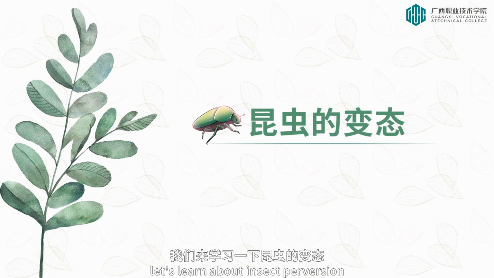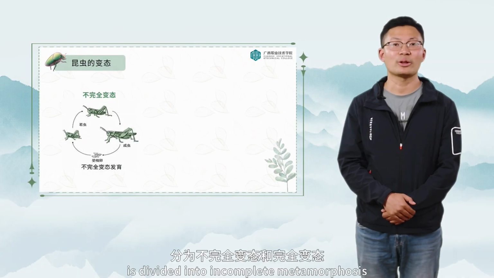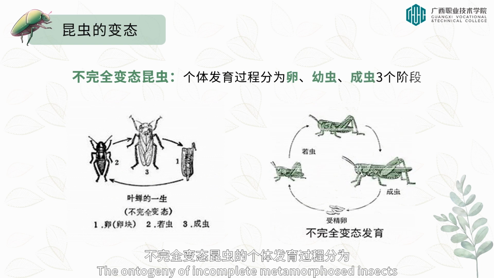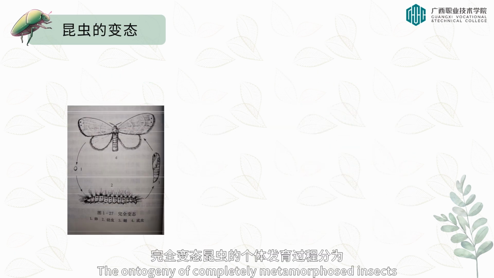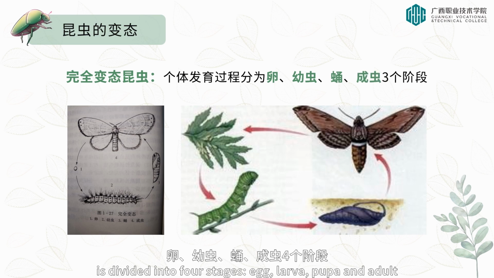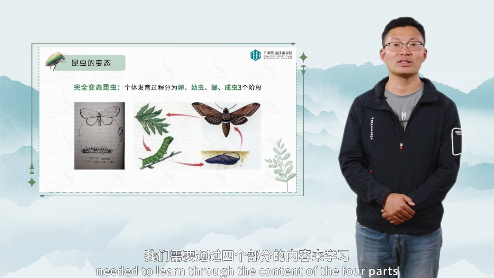Then, let's learn about insect metamorphosis. Insect metamorphosis is divided into incomplete metamorphosis and complete metamorphosis. The ontogeny of incompletely metamorphosed insects is divided into three stages: egg, larvae, and adult. The ontogeny of completely metamorphosed insects is divided into four stages: egg, larvae, pupa, and adult. Then the ontogeny and characteristics of insects need to be learned through the content of four parts.